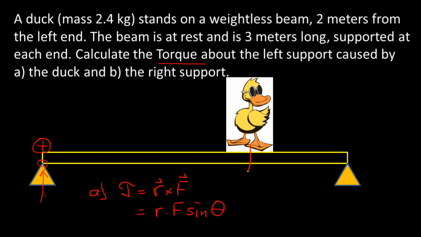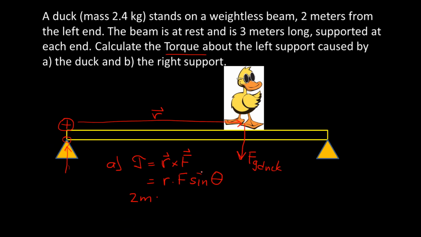I'm going to call that radius a vector and that force a vector. You can see our duck is going to produce a force of gravity on the duck. You can see that that's at right angles compared to this vector r. Okay, let's go ahead and figure that out. Sine of 90 degrees is 1. So our radius here is 2 meters, the force on the duck is 2.4 kilograms times 10 newtons per kilogram. So the weight of our duck is 24 newtons. Hey, the torque due to the duck here is 48 Newton meters. Let me go ahead and put a box around that.